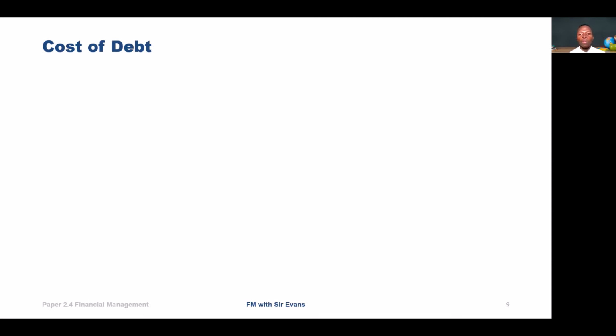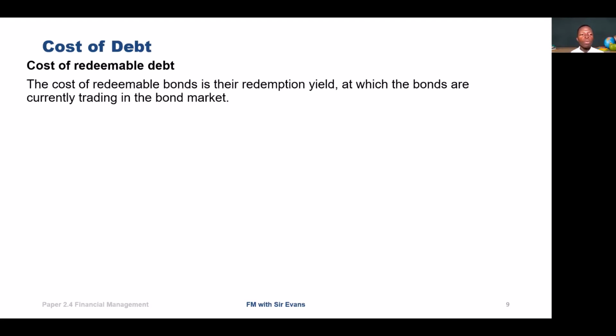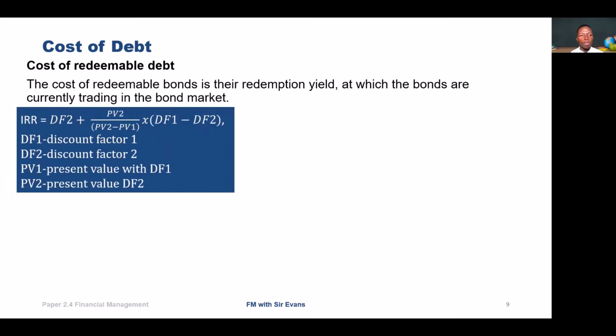Okay, we go to cost of redeemable debt. The cost of redeemable bonds is their redemption yield, at which the bonds are currently trading in the bond market. To find a redeemable debt cost, we use an approach called the IRR, internal rate of return. With this one, we estimate one discount factor, and we use it to find the present value of the various cash flows, and we estimate another discount factor, and we use it to find it.